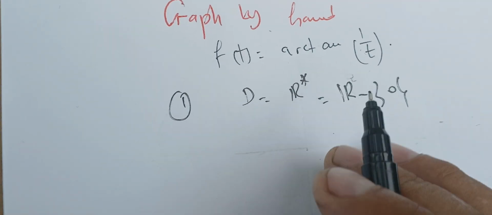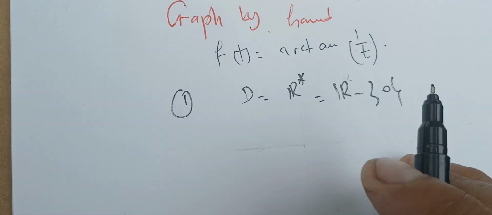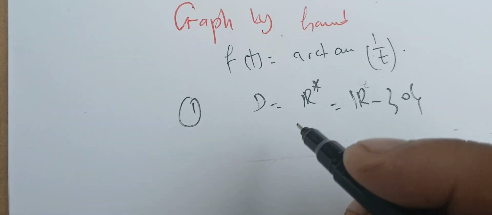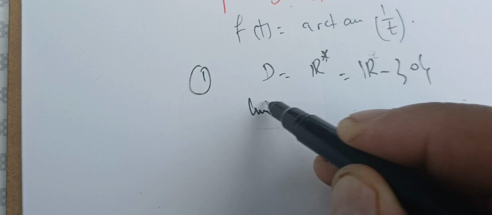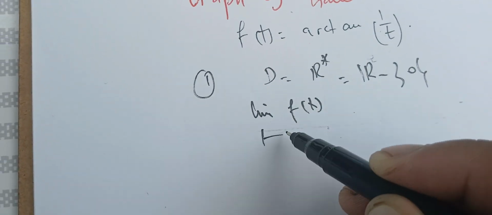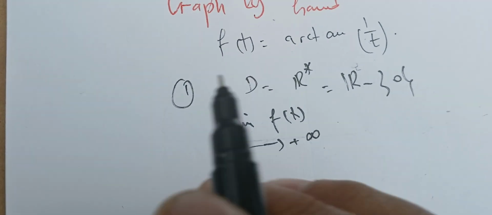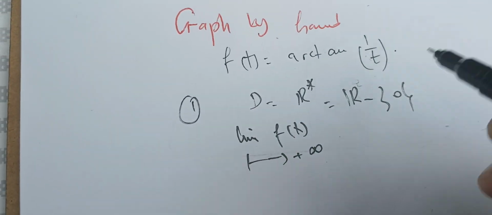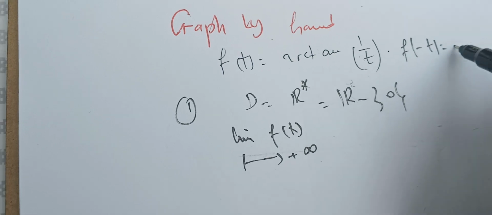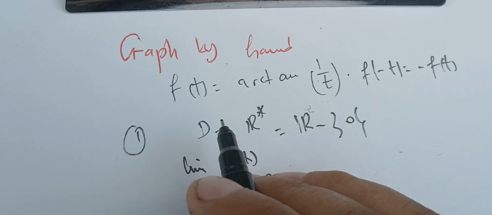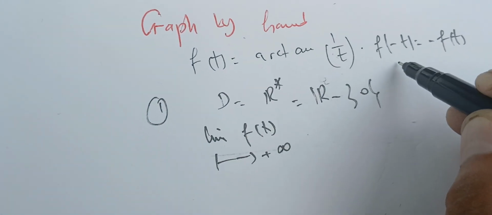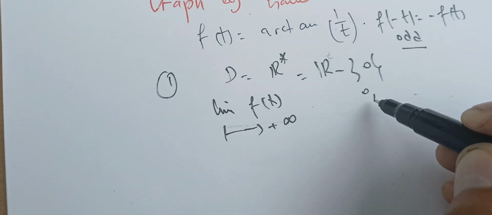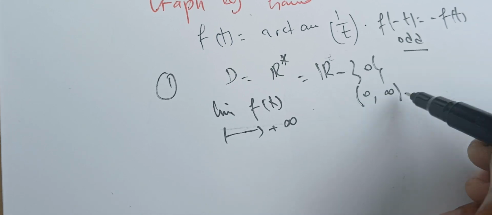And next, what we do is we find the limits. So the limit of f of t as t goes to plus infinity. Before doing so, we note that f of minus t is minus f of t. That means that our function is odd. Therefore, we work only on 0 excluded to plus infinity.